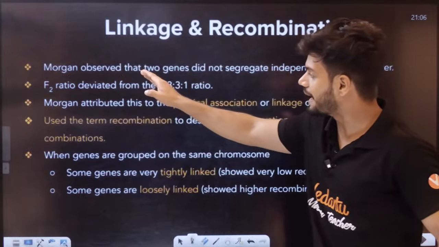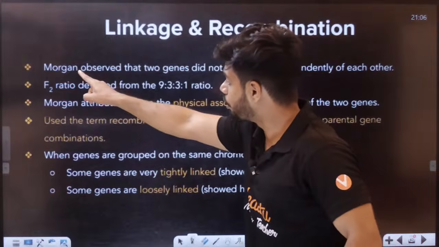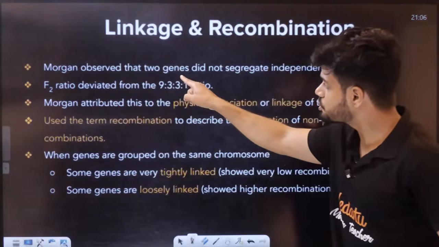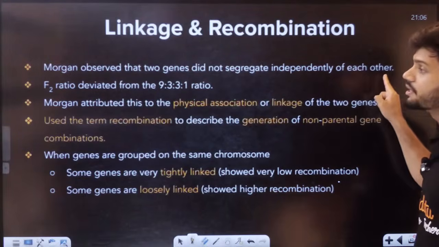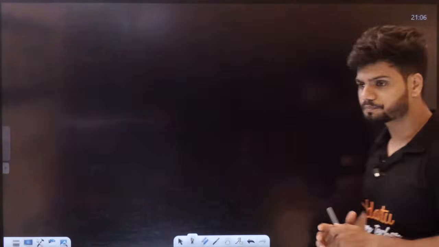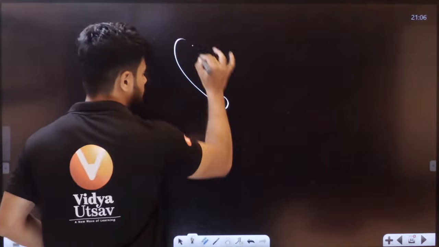Morgan observed, very important, that two genes did not segregate independently of each other. So let's say, students, all of you tell me in the chat right now. Let's say I have one chromosome here.